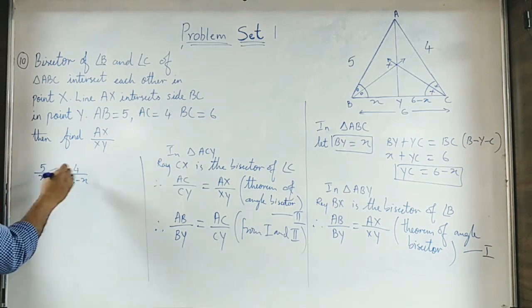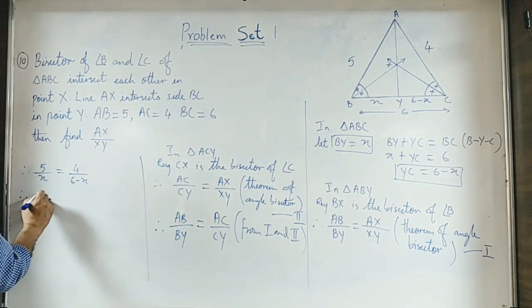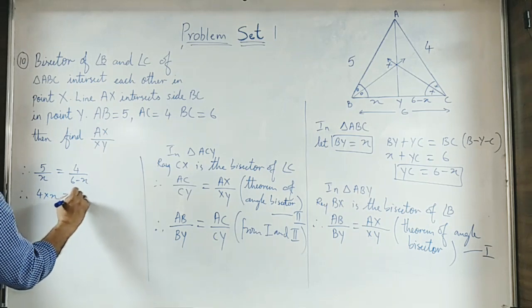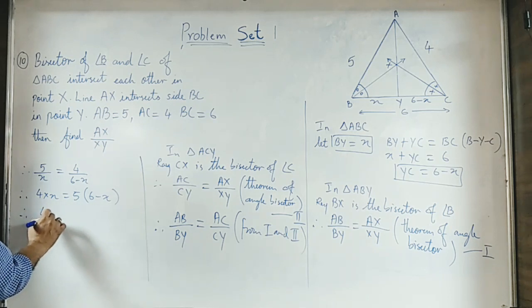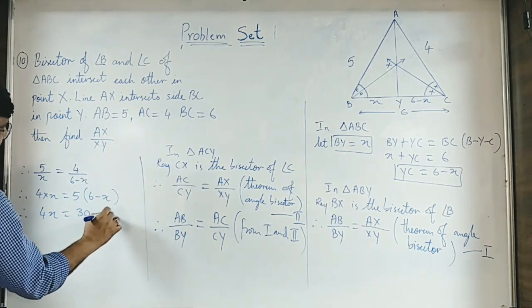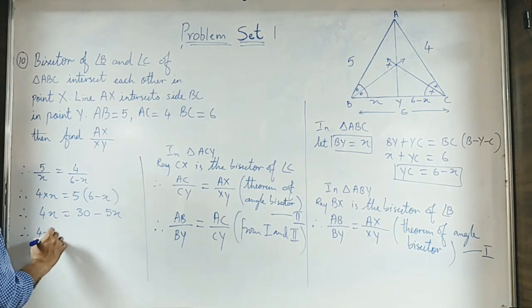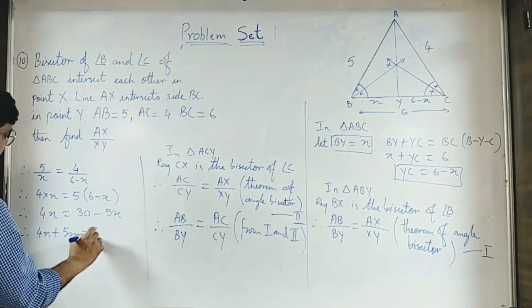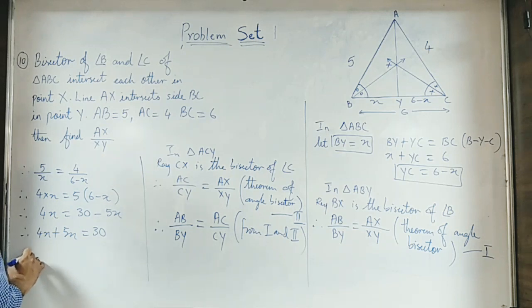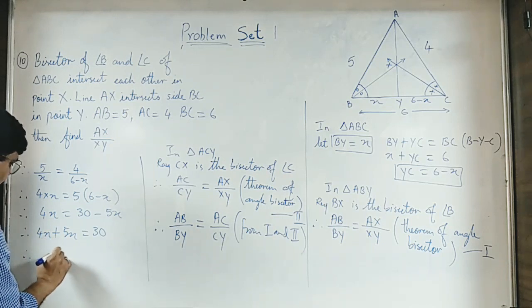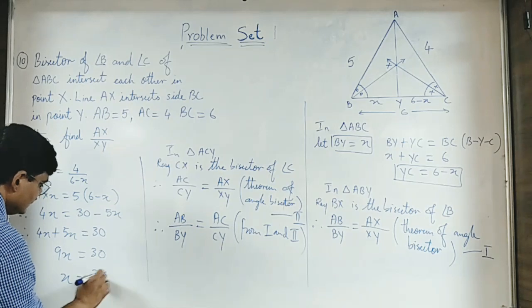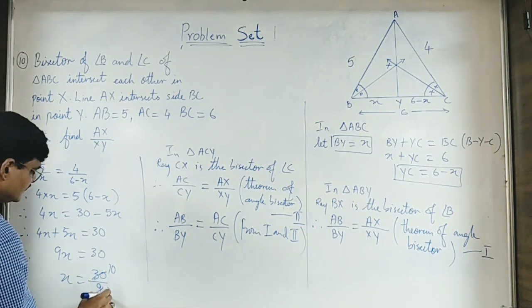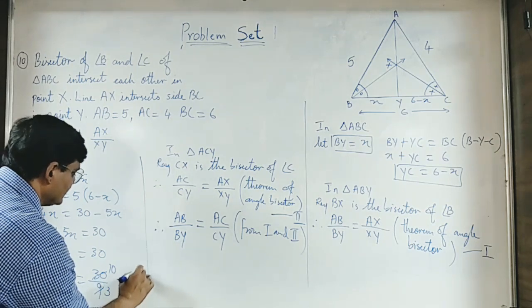Now what to do? Cross multiply. Therefore, 4 into x is equal to 5 into 6 minus x. So you will be getting 4x is equal to 30 minus 5x. Therefore 4x plus 5x is equal to 30, that is 9x is equal to 30, and x is equal to 30 upon 9. Dividing by 3, you will be getting 10 upon 3.